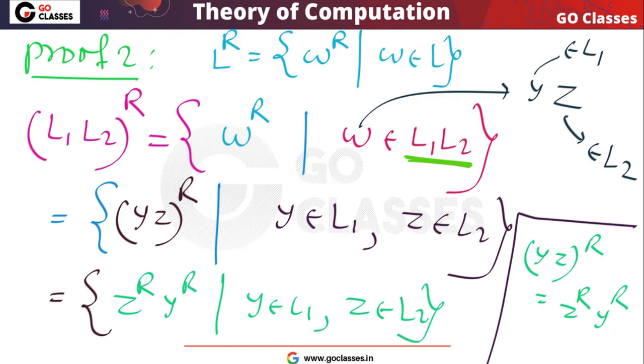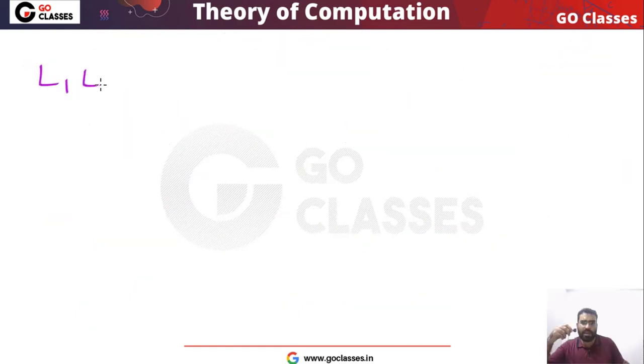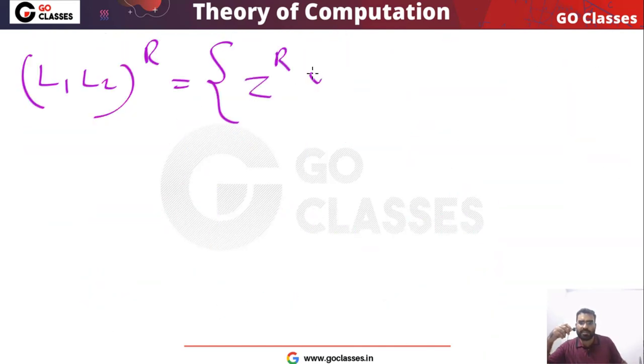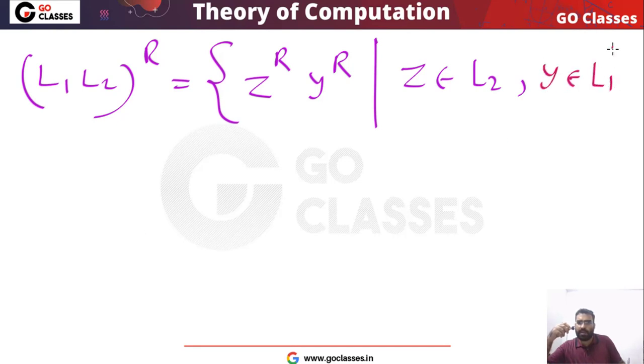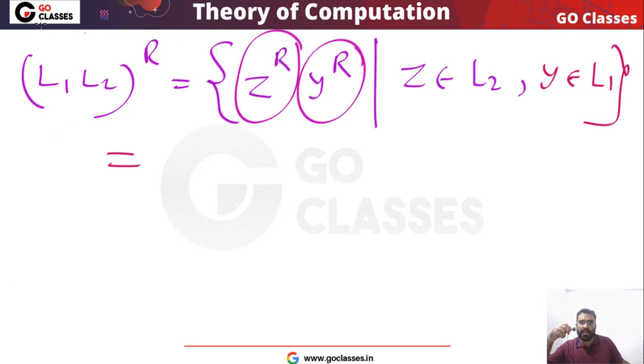So finally, we have L1 L2 whole reverse. In this, we have Z reverse, Y reverse, such that Z belongs to L2 and Y belongs to L1. Now what can I write? Remember, Z reverse followed by Y reverse is a concatenation.